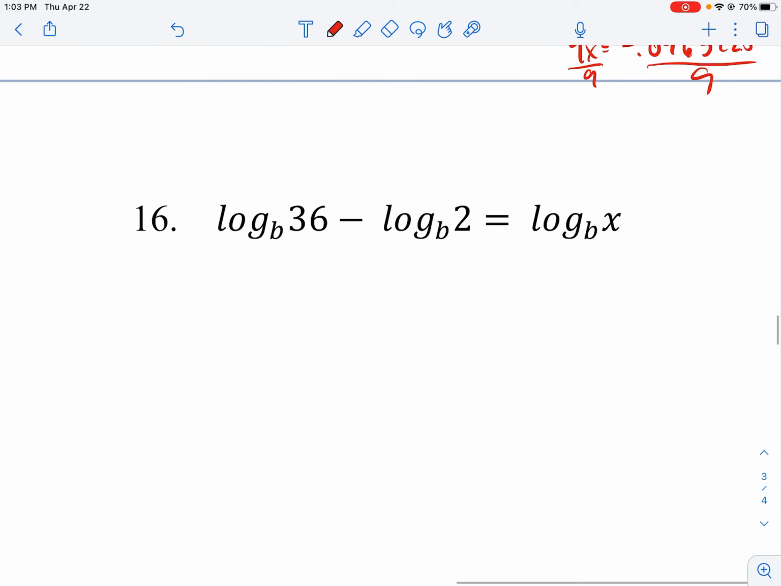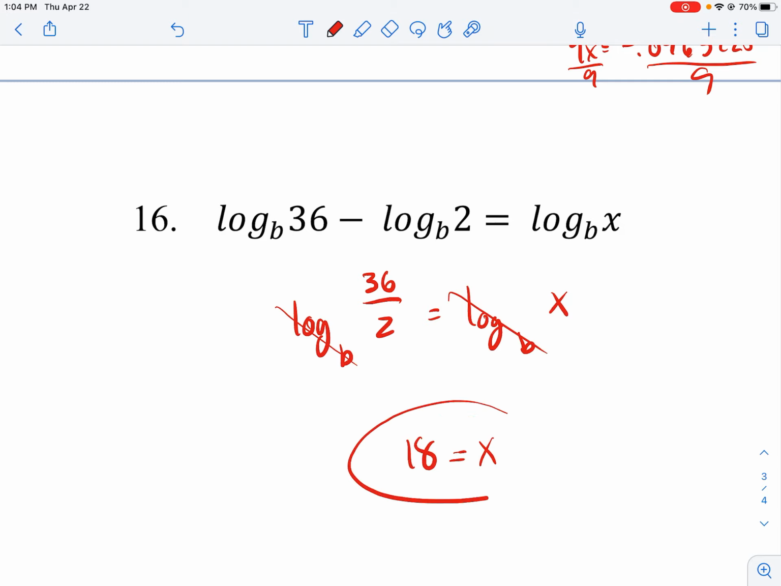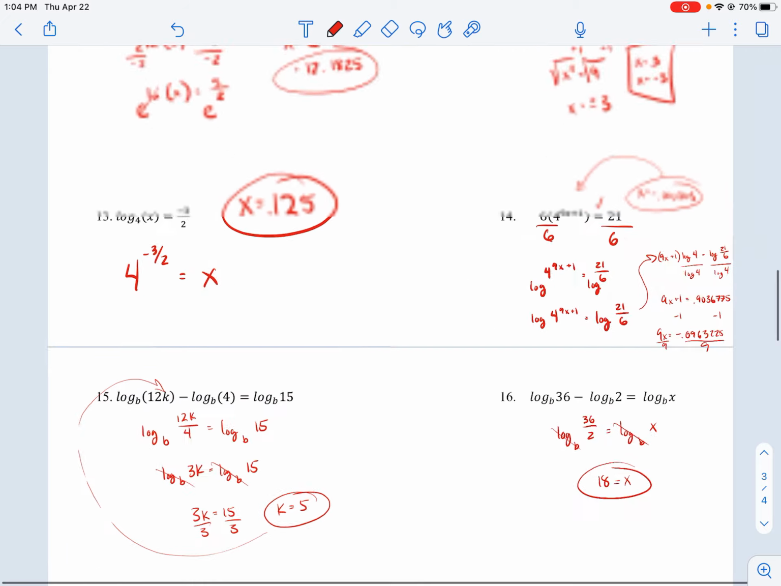All right, 16. Put these together. Log b of 36 divided by 2 is equal to the log b of x. Drop our logs. x is equal to 18. All right, pretty easy one.